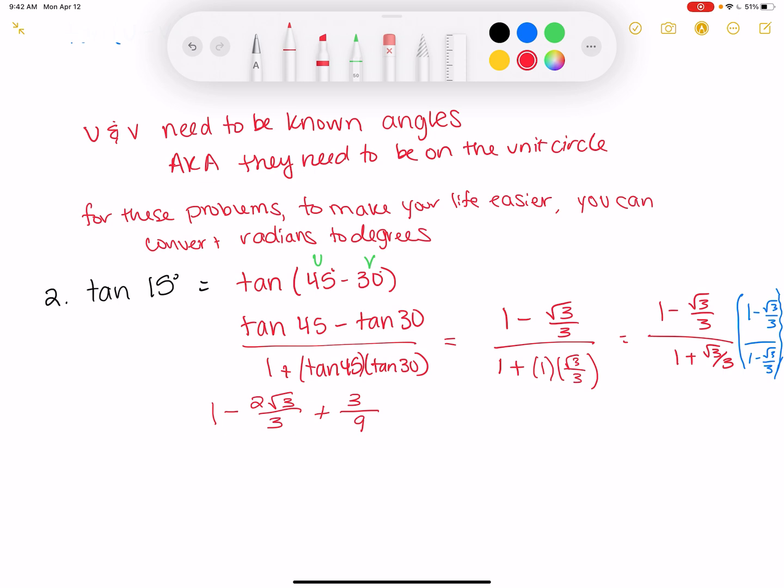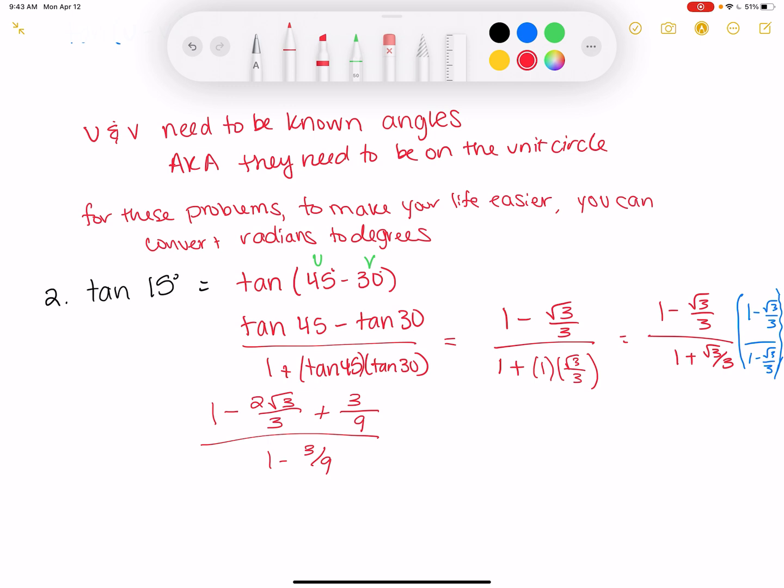Probably have too many straws. And then on the bottom, what do I have? So I have a difference of squares on the bottom now. So what does that leave me with? What is root 3 over 3? Is it 1 minus 2? That's what I said. Okay, it's a difference of squares, so it's a squared minus b squared.